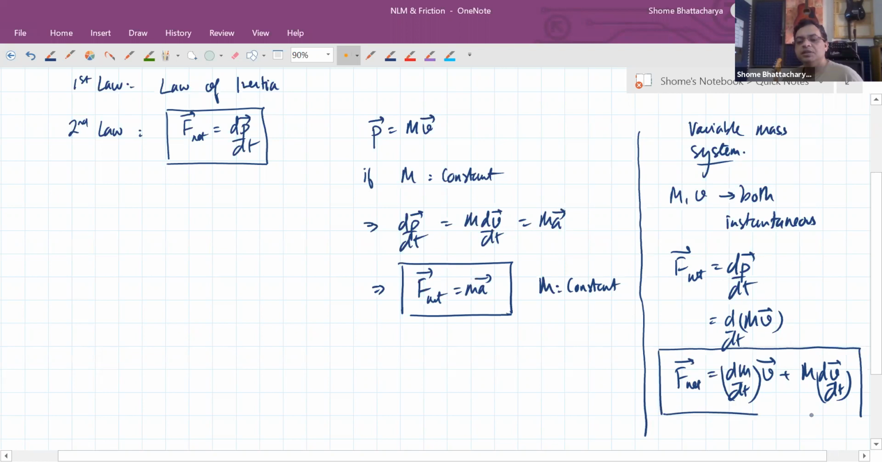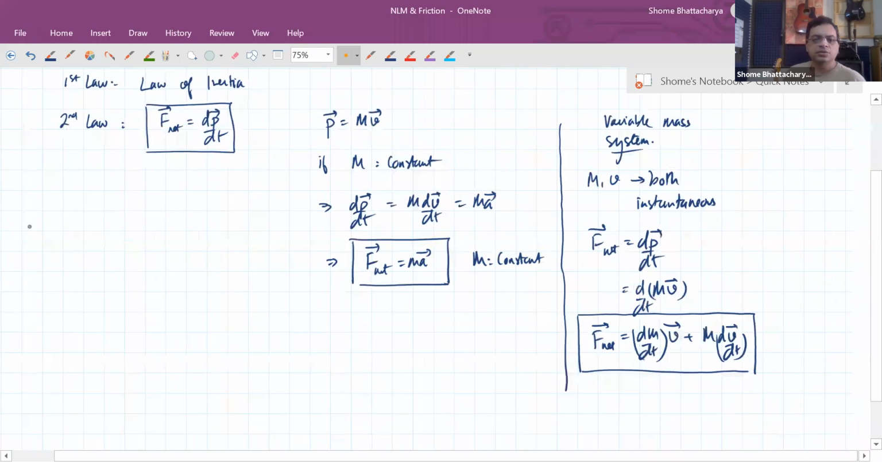But one should remember that it's not a universal fact that net force is equal to mass into acceleration. It is a conditional fact when the mass of the body in concern is constant. Otherwise, the universal condition is that the net force acting on a body equals the rate of change of momentum. That is in fact the statement of Newton's second law.